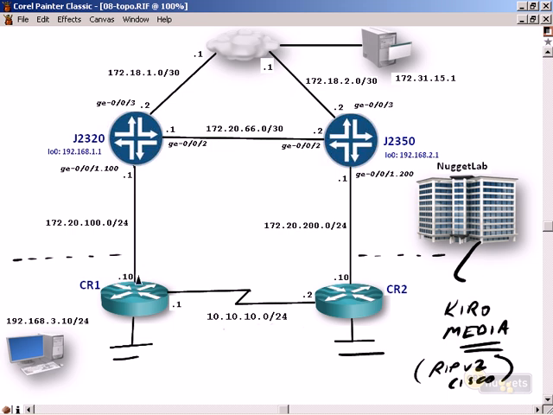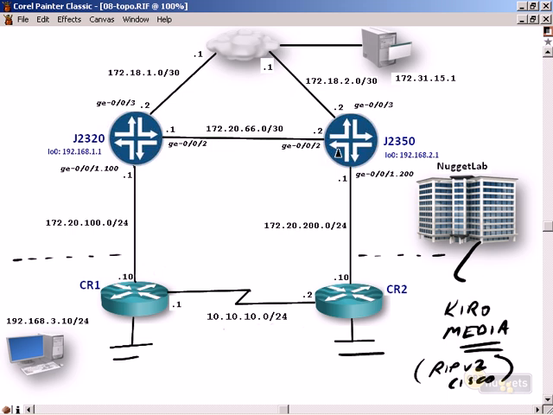And we want to go in and take these existing RIP routers and eventually have the goal of replacing them with Juniper routers. But what do we have to do to make this possible? Well, the first thing we're going to do is this. We're going to take a couple of Juniper routers, a 2320 and a 2350. We're going to take these routers into the Kiro Media facility. And we're going to configure these two routers as RIPv2 neighbors, right?